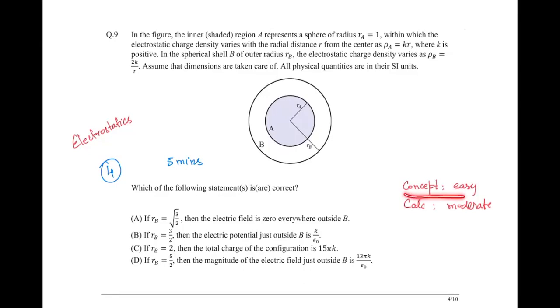concept wise, it's an easy question. It's based on, again, Gauss law and electrostatics. Calculation wise, I'm saying it is moderate because it is going to take time. Each and every option you need to check. It's not like once you do it for one option, you can eliminate the other options based on that. Not possible. You need to work with each and every option. So definitely it's a time consuming question.